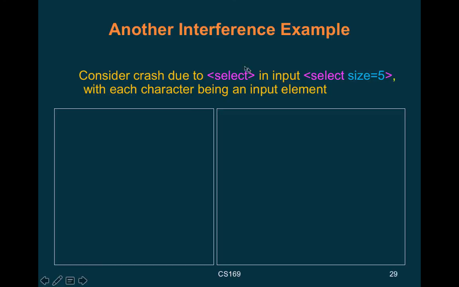So I'm showing in magenta the minimal reproducing input, which is just select by itself. So the size equal 5 attribute is not part of the input. And we're going to do it in a very dumb way. We're going to cut this HTML input in half, irrespective of whether we produce valid HTML or not, and we give it to the browser and try to reproduce the crash.